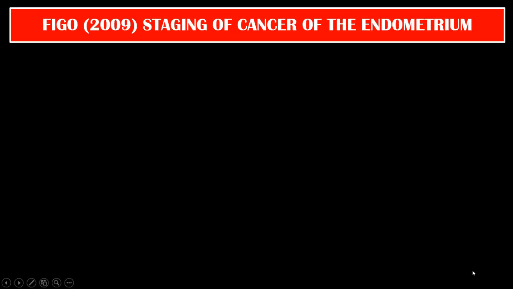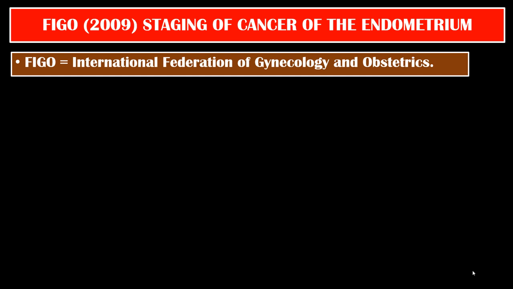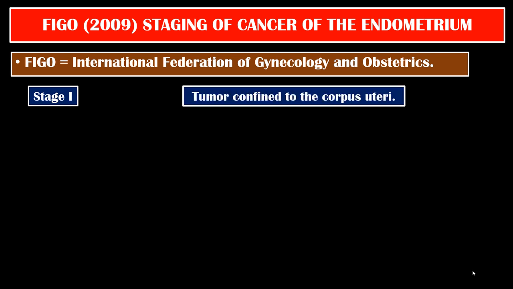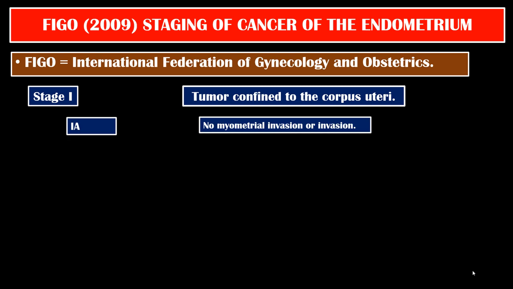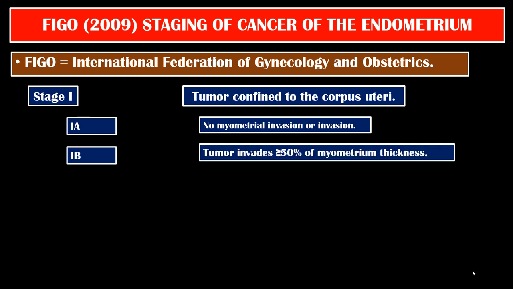FIGO 2009 staging of cancer of the endometrium. FIGO stands for International Federation of Gynecology and Obstetrics. Stage 1. Tumor confined to the corpus uteri. 1A. No myometrial invasion. 1B. Tumor invades more than 50% of myometrium thickness.